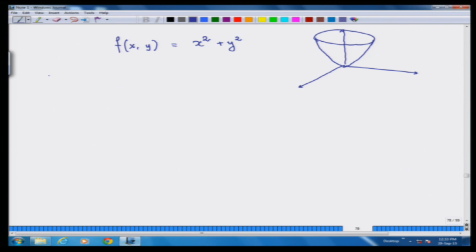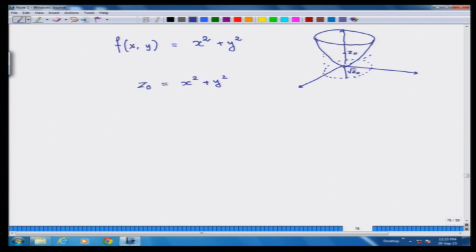An important role is played by something called level curves. For example, I fix the value of z naught. So, basically I want those x square and y square which give me the value z naught. So, what will be those x and y's? Those x and y's on the plane for which x square plus y square is equal to z naught, so this has to be a circle with radius root of z naught.